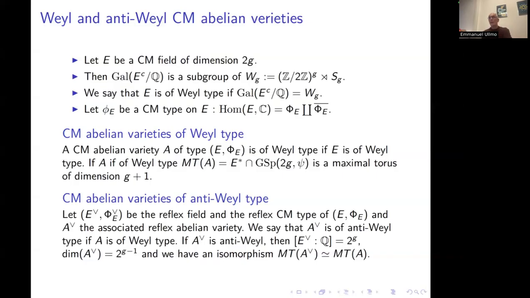And so we say that an abelian variety A is of anti-Weil type if it's the reflex of a Weil type abelian variety. So the point is that if you have an abelian variety of anti-Weil type, then the dimension of this abelian variety is 2 to the power g minus 1. And there is a very natural isomorphism between the Mumford-Tate group of A and the Mumford-Tate group of the Weil type variety. And so the Mumford-Tate group is very small. It cannot be smaller.